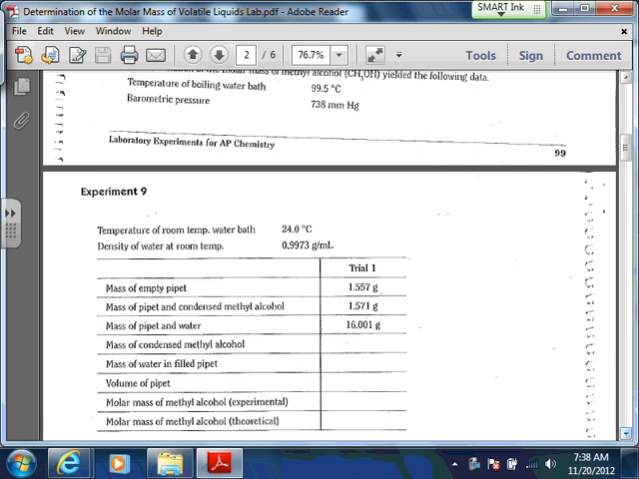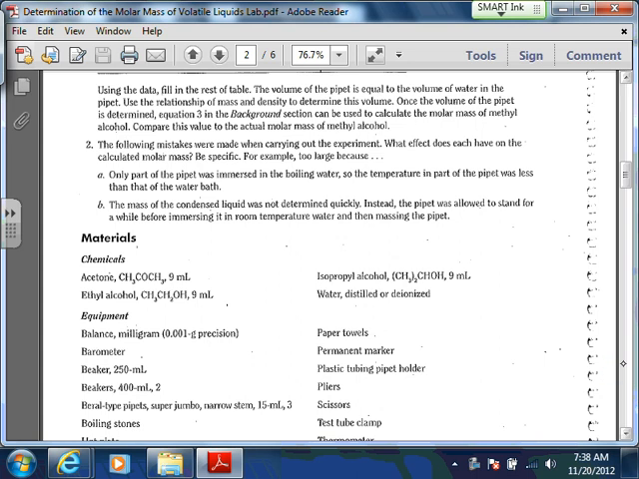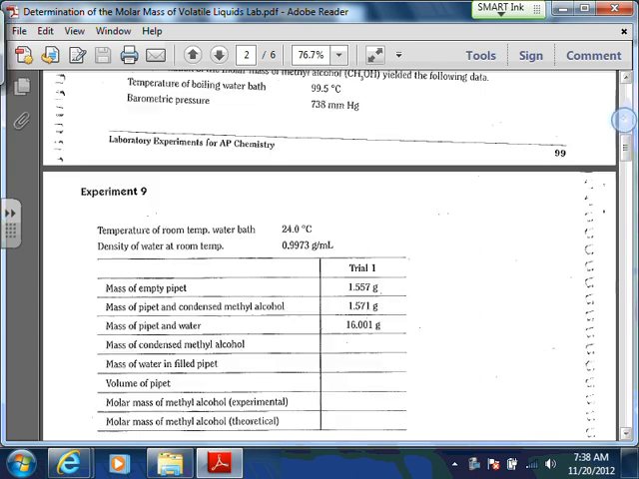And then it's giving you a chart here, and it's going to ask you to fill out the chart with the pre-lab questions. Let me see what the first one is here. Using the data. Oh, okay. So number one just says fill in the rest of the table. The volume of the pipette is equal to the volume of the water in the pipette, so you can assume that we filled this thing up to the top as much as it can possibly be filled with the water.